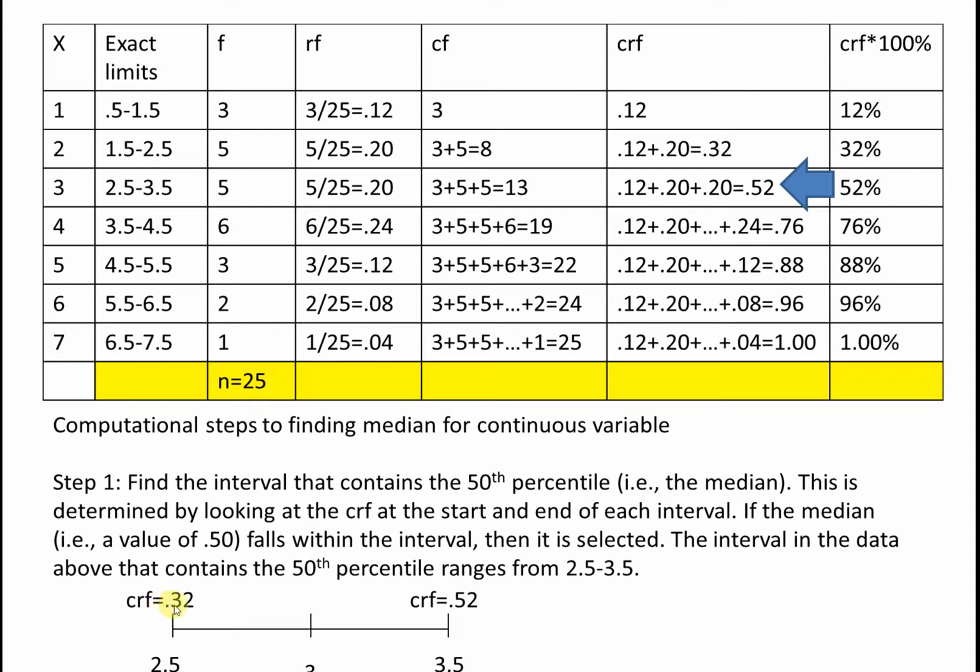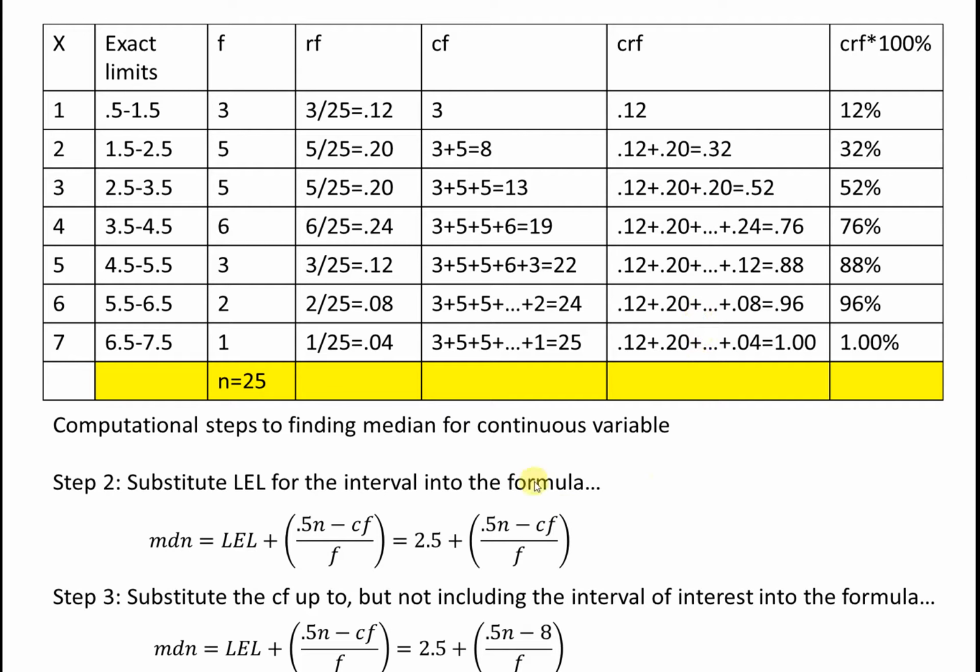The CRF at the beginning of the interval at 2.5, which is also the CRF at the upper exact limit of the preceding interval, is at the 2.5. The 0.52 is at 3.5, the upper exact limit of this interval. And so that's how we know that this is our interval that would contain the median. Then it's just a matter of substituting the appropriate values into the formula.